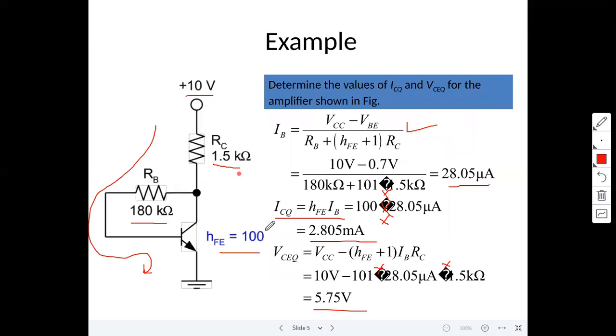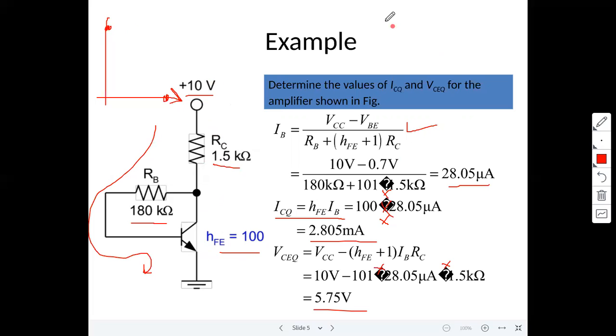Now we already know the VCEQ and ICQ. Then how to draw the DC load line? The DC load line is drawn between the maximum VCE, which is equal to VCC, and the maximum collector current, approximately VCC by RC, neglecting VCE. That is 10 by 1.5, approximately 6 milliamperes.